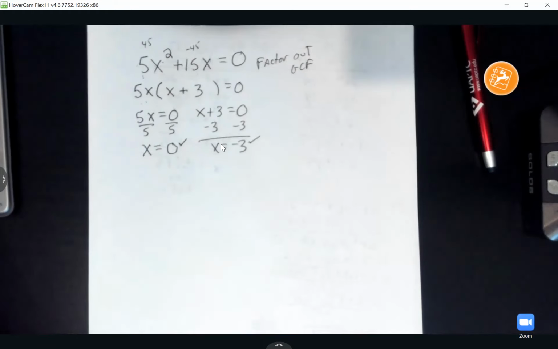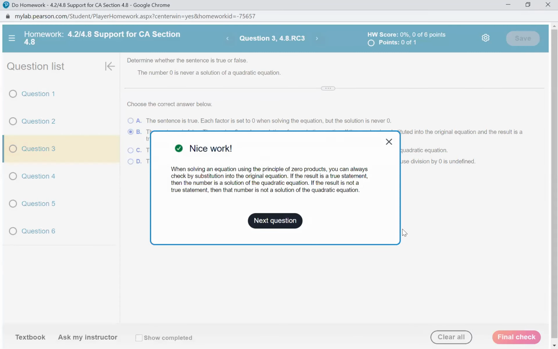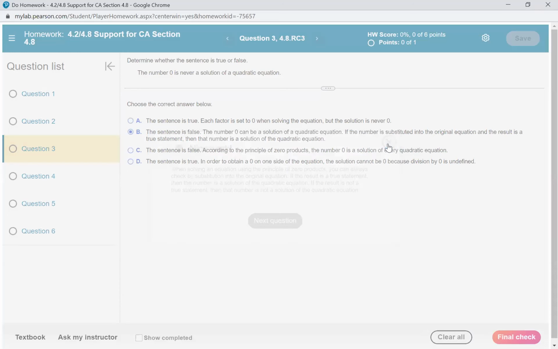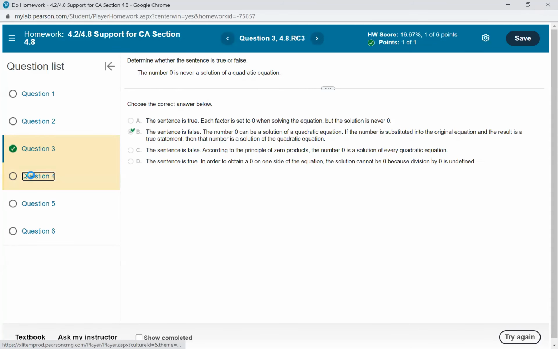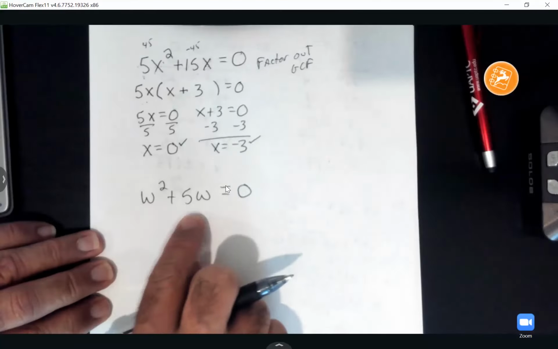So where was we? So we're going to go to that. We're going to pick that one, because if we plug it in, we get a true statement. All right, y'all, let me see what 4 is doing. Also, that one you would solve just like I did. So let's see what y'all do to this. w squared plus 5w equals 0.